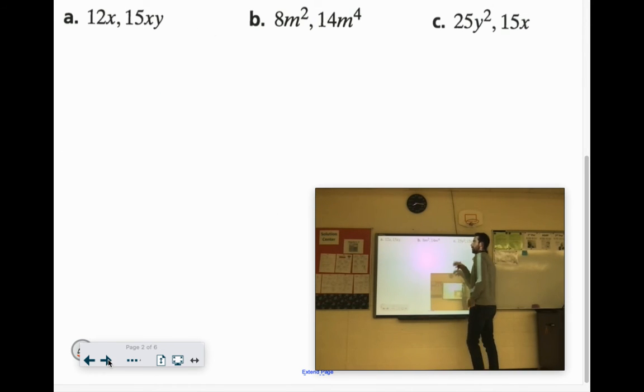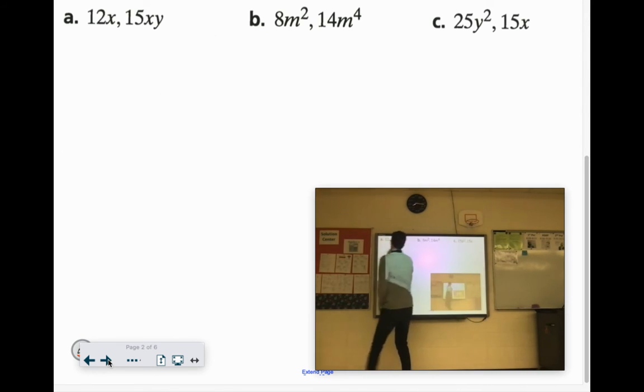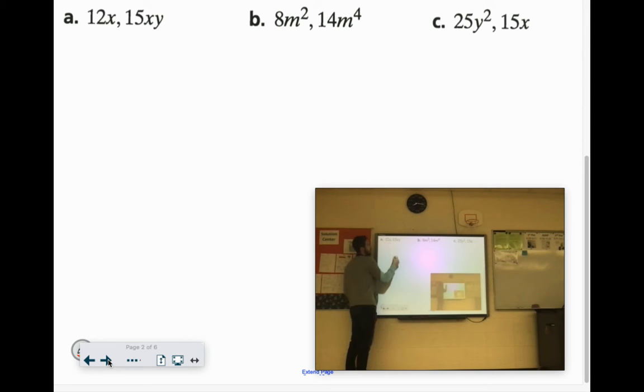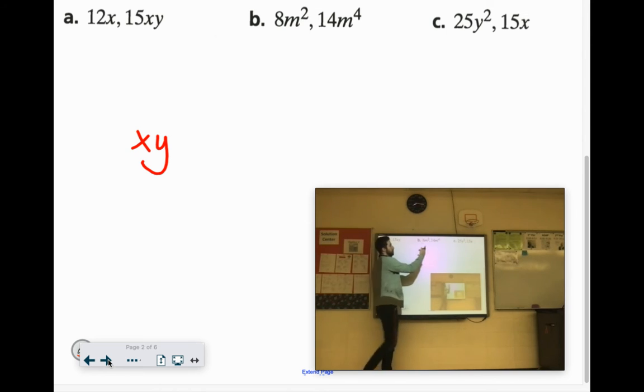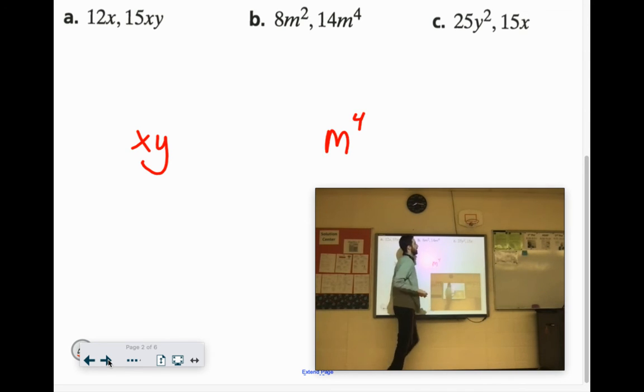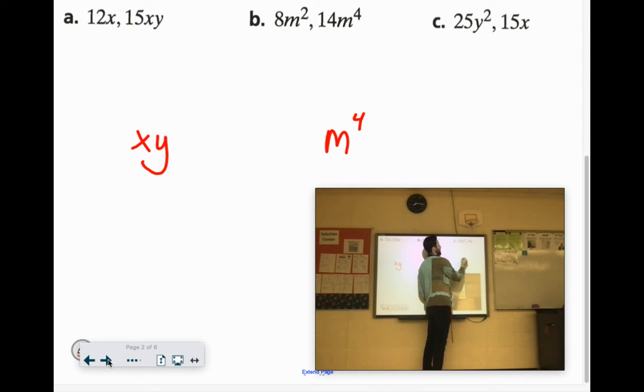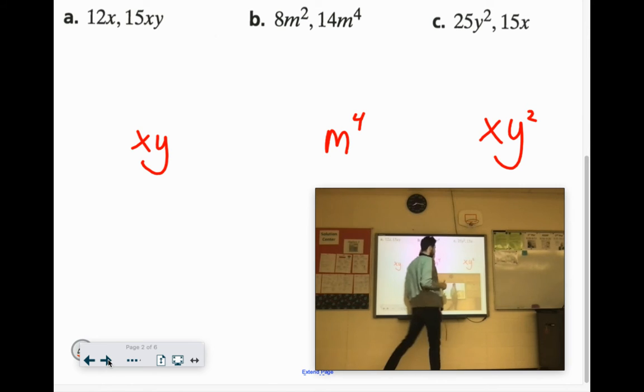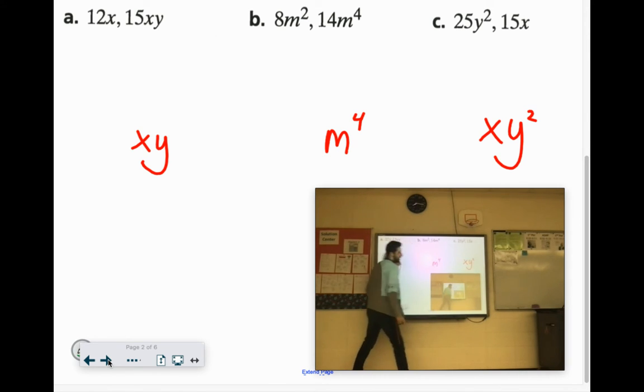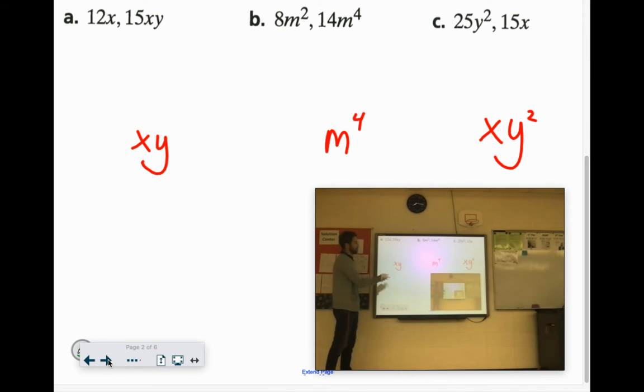So we're going top dog on the exponents. So we can handle the exponents now. It's going to have x to the first power and y to the first power. Let's handle the exponents on b. You go with the highest one, so it'd be m to the fourth. And then on c, it's going to have an x and a y to the second. Top dogs on everything.